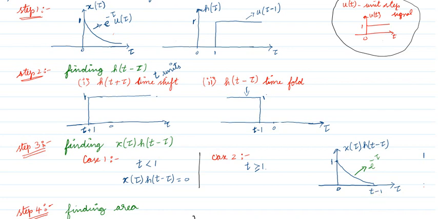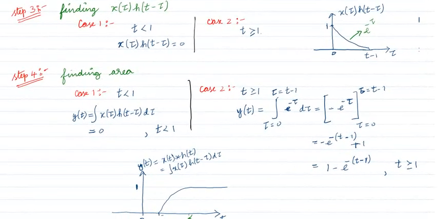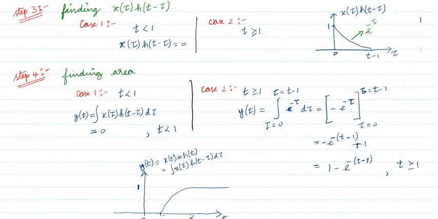Once we have found the product of x of tau and h of t minus tau, next we can find the area. Finding the area is nothing but integration. Since the product is 0 for t less than 1, the area is 0. Then for t greater than or equal to 1, the tau limit is 0 to t minus 1, integral of e power minus tau d tau. Substitute the upper limit and lower limit, and you get this expression. This is valid only for t greater than or equal to 1.